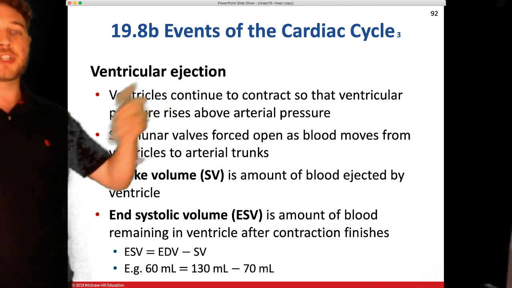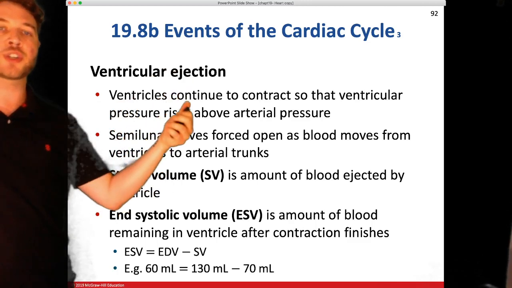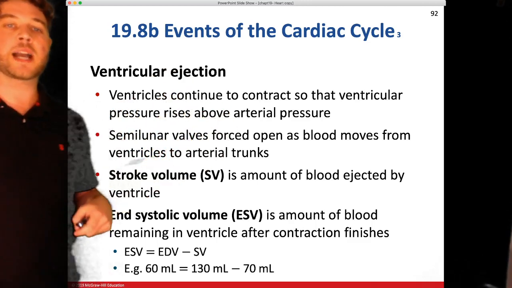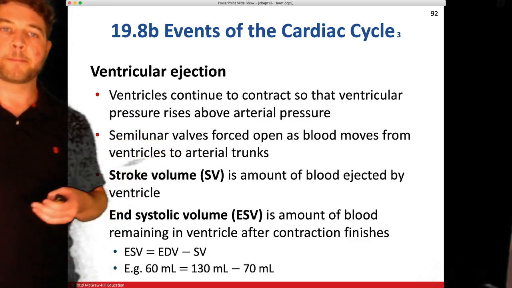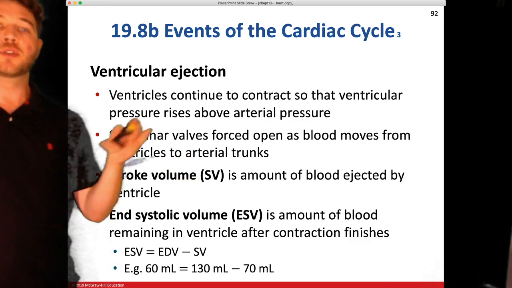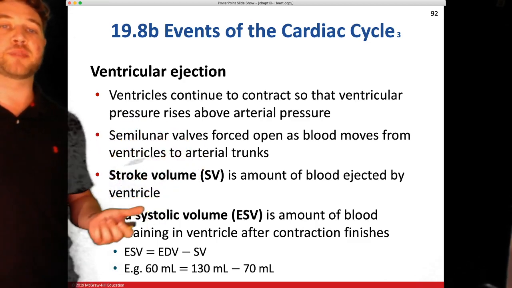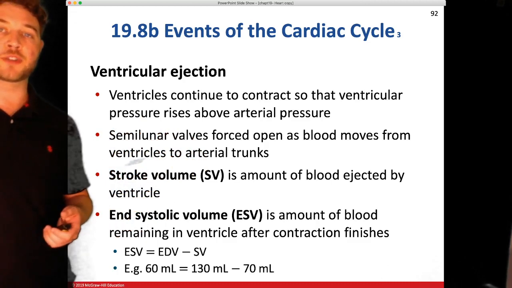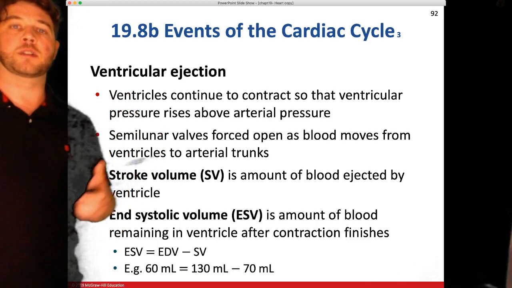Then you have ventricular ejection. So after the isovolumetric contraction, you have ventricular ejection, in which the ventricles continue to contract so that ventricular pressure rises above arterial pressure. The semilunar valves are forced open as blood moves from the ventricles to the pulmonary and aortic trunks. Your stroke volume is the amount of blood ejected by each ventricle. So the stroke volume is, in each contraction, how much blood your heart is actually pumping.